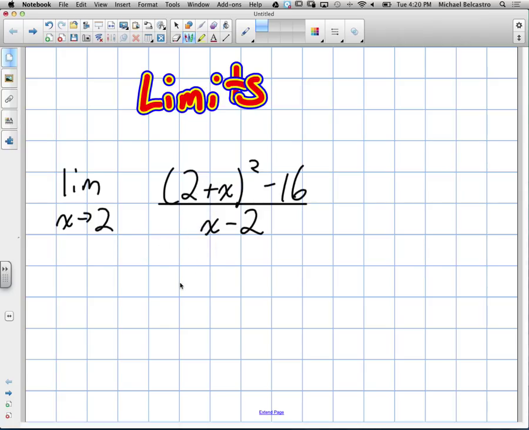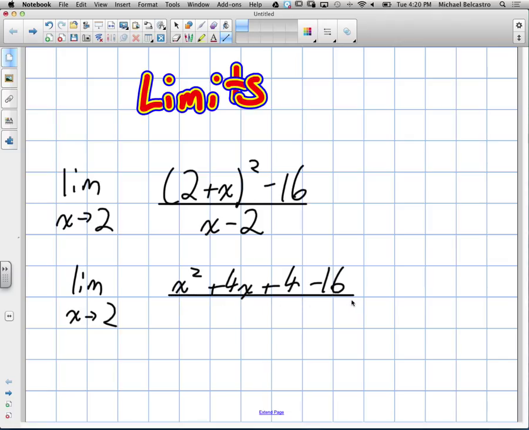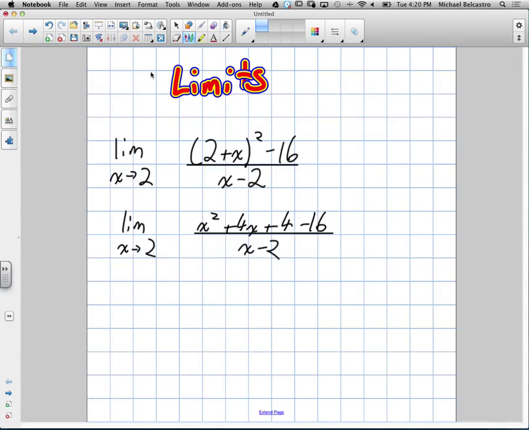So we're going to expand on top, and that will give us a quadratic, and then we're going to include the negative 16 into it and see if we can factor out something like x minus 2. Technically we should rewrite the limit over and over again. I'm going to rewrite it once and then just use quotation marks to speed us through this process. If we were to expand this, we would end up with x squared plus 4x plus 4 minus 16. Does that make sense to you? Okay, good. And then on the bottom, we have our x minus 2.